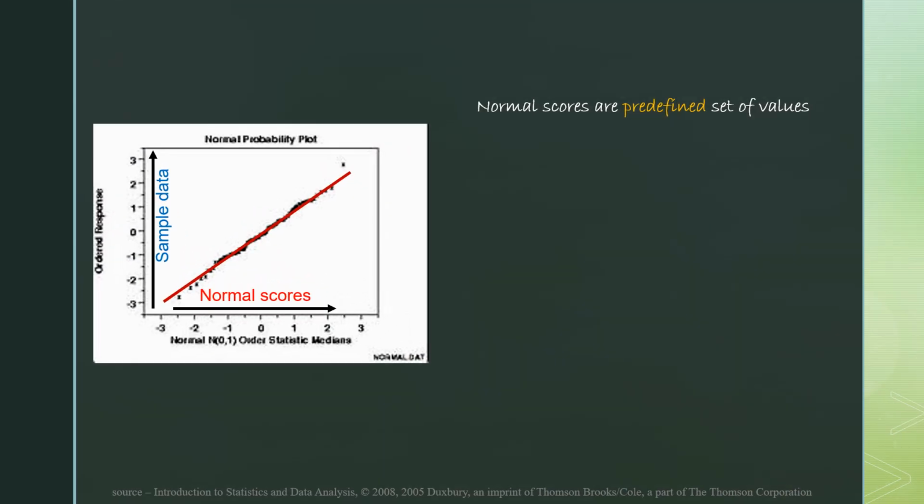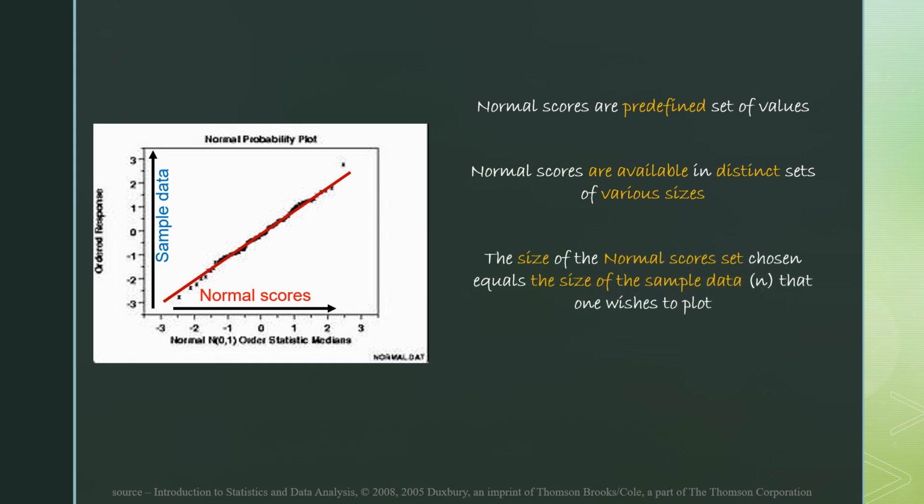Normal scores are a predefined set of values. Normal scores are available in distinct sets of various sizes. The size of the normal scores set chosen equals the size of the sample data n that one wishes to plot, such that the normal score set and the sample data are equal in size. Values in normal score sets are derived from a standard normal distribution.